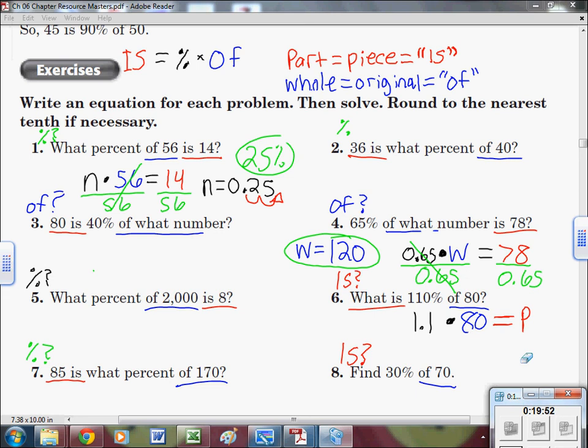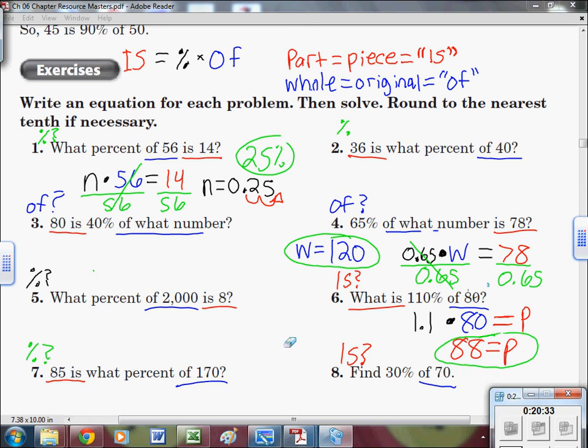All right, so 1.1 times 80. That gives us 88. 1.1 times 80 is 88. So that tells us 88 equals P. 88 represents the piece, or the portion, or the is number. So that means 88 is 110% of 80. That's what that means. And we said we were expecting a number that was more than 80, and only 10% more than 80. So 10% of 80 is 8. 100% of 80 is 80. 10% of 80 is 8. So 80 plus 8 is 88. So that's another way you could have worked out that question if you had to do it mentally on the fly.